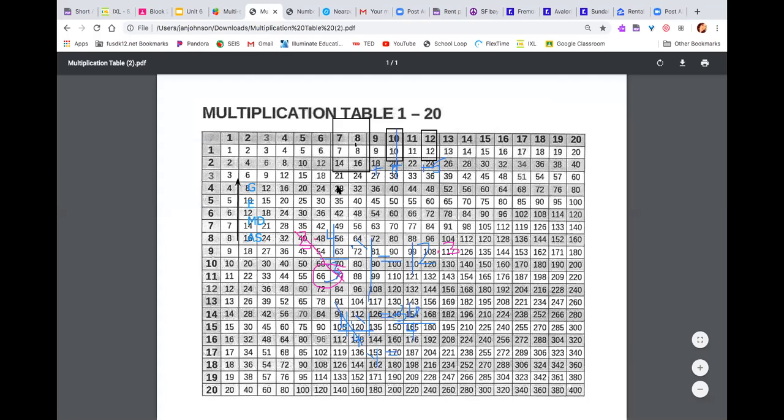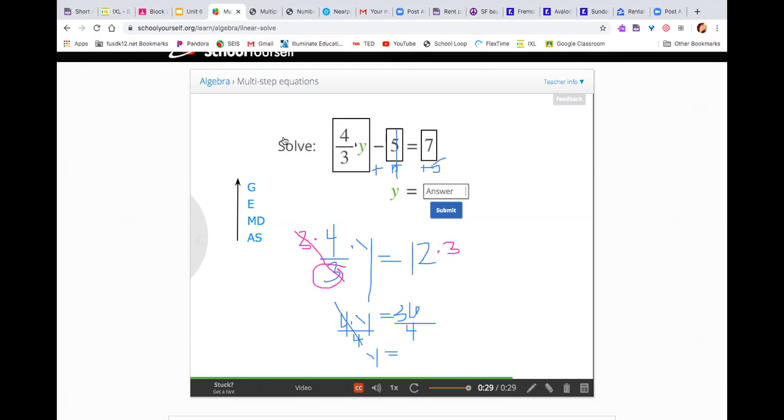Correct. So I take 4, I go to 36, and it is 9. Okay, so y equals 9. And then he's going to go back and check our work to make sure that 9 is a solution to the equation.